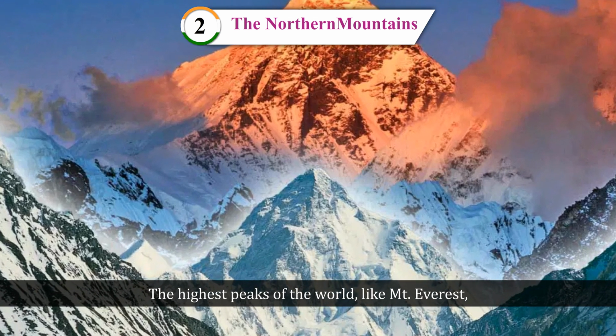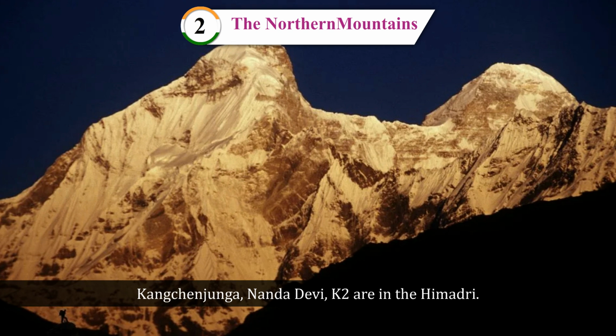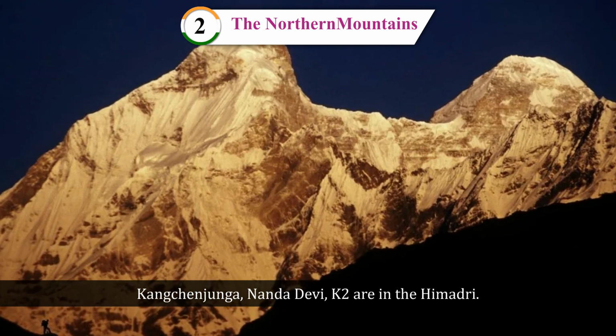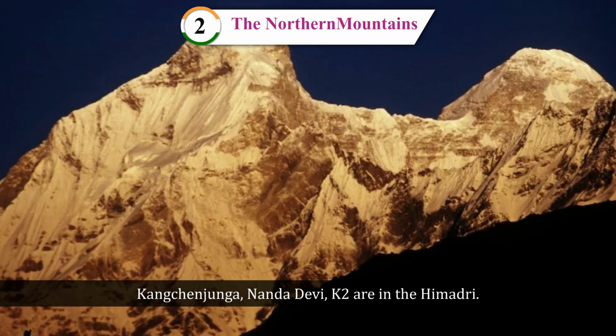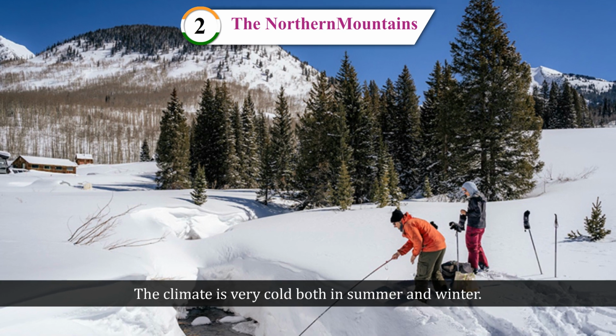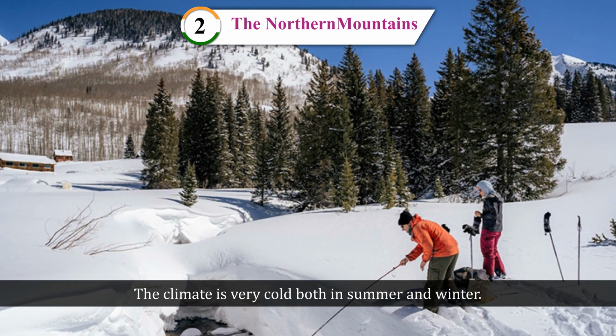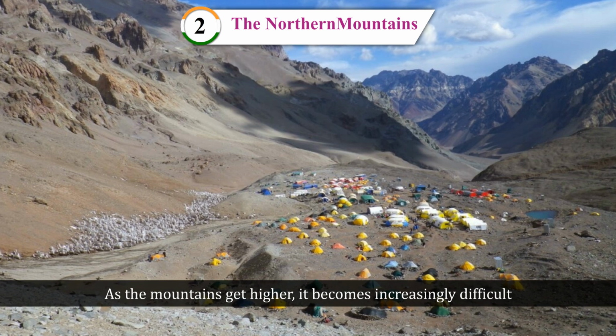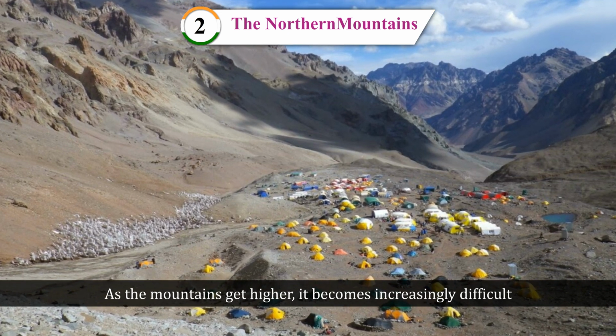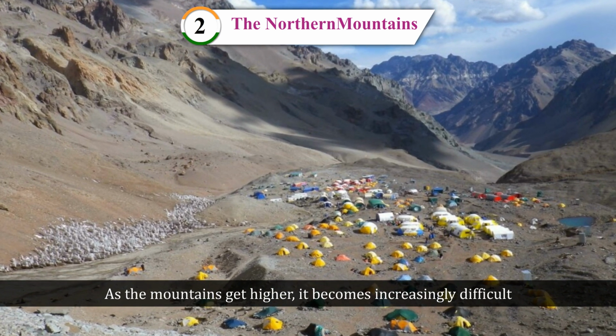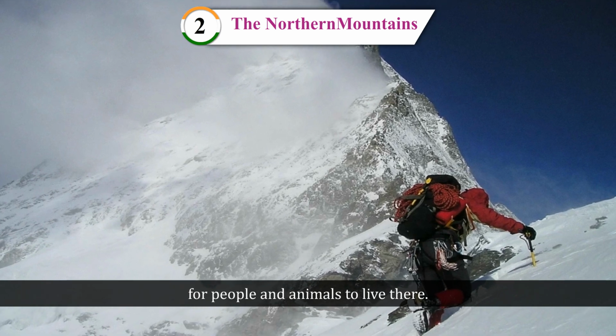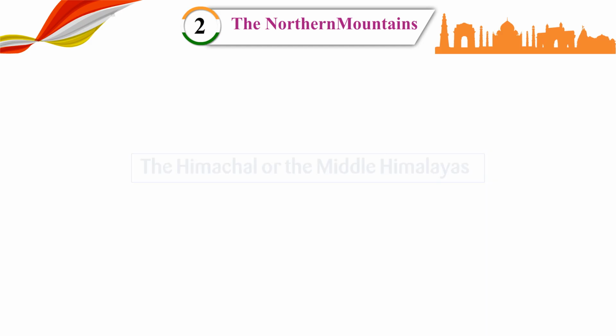The highest peaks of the world like Mount Everest, Kanchenjunga, Nanda Devi and K2 are in the Himadri. The climate is very cold both in summer and winter. As the mountains get higher, it becomes increasingly difficult for people and animals to live there.